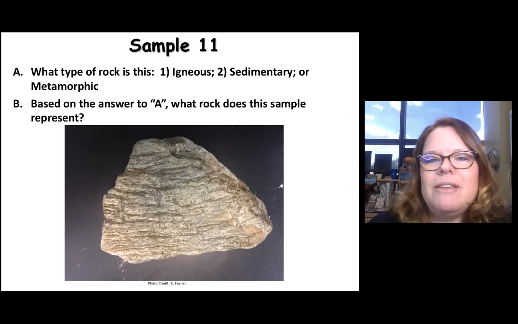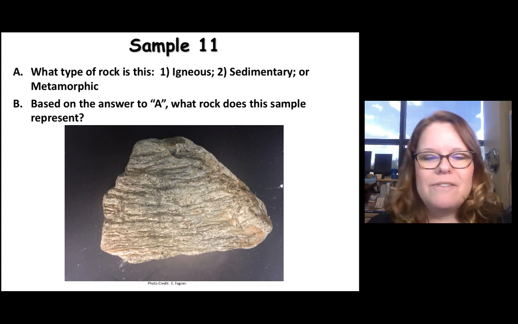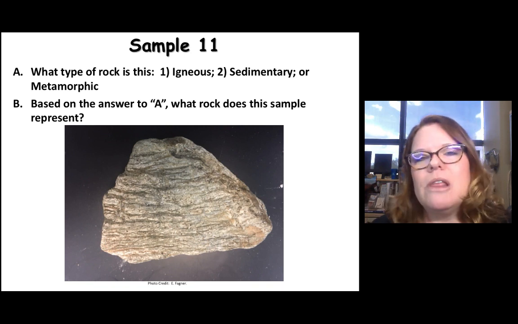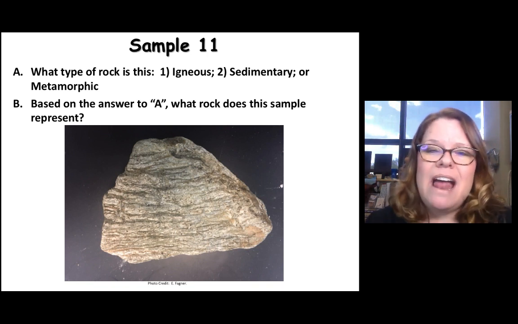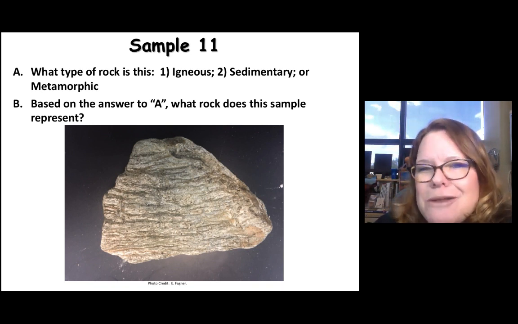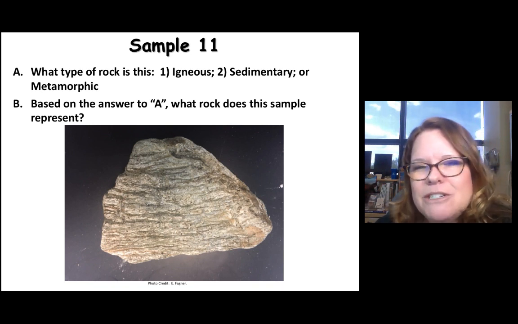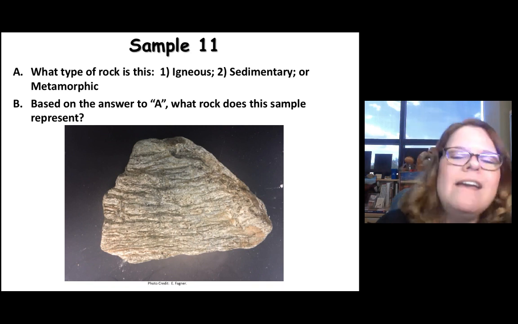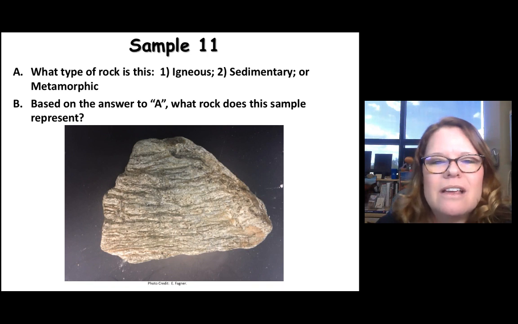On number 11, this one isn't nearly as easy, but it is a spectacular rock. If you saw it in person, the picture doesn't really do it justice. It's actually kind of gold in color, metallic. Remember me talking about metallic and that you would see that in one major group of rocks: igneous, sedimentary, or metamorphic. And there was one specific rock that had a flaky metallic sheen.